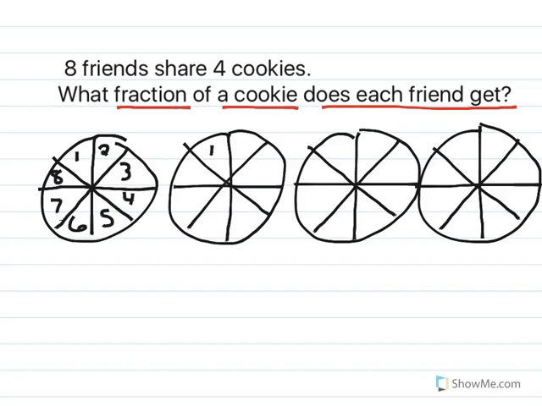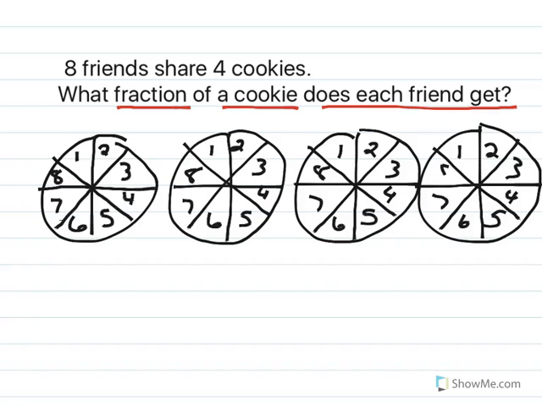Now we're going to do the same thing with the next cookie. We're going to put 1 piece for each person, because we broke it up into 8 pieces so that each of them would get 1. Okay, so now we know that each person got 1 piece from each of the cookies.